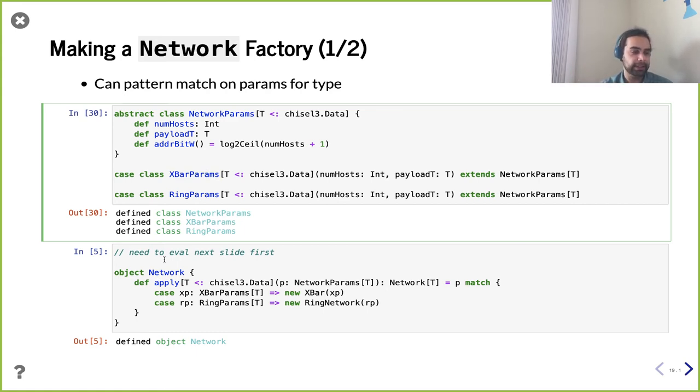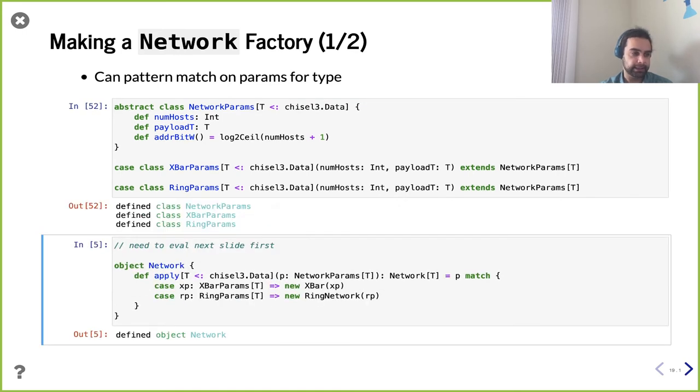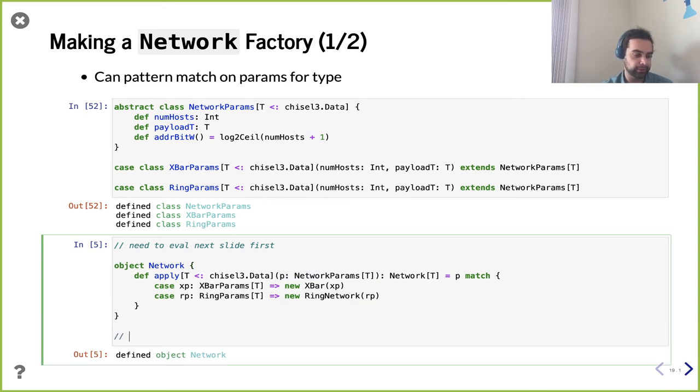And we go ahead and make a factory. We have our network object taking in parameters, and we're matching on the type of the parameter coming in, using pattern matching, to create the right type of network. So someone can build code and just expect a network, and which network they get, they pick when they choose which parameters they pass into this function. So someone would call it as network, crossbar params, for example, dot, dot, dot.